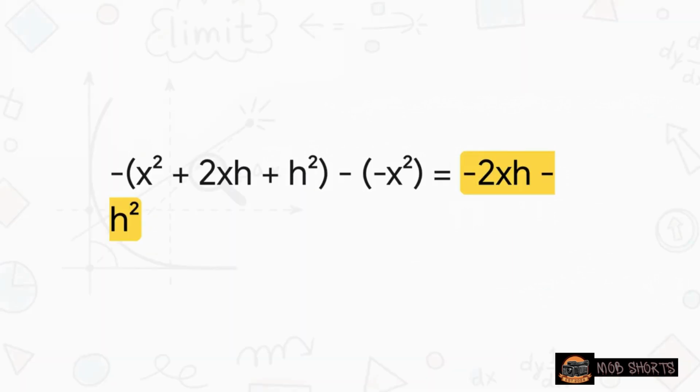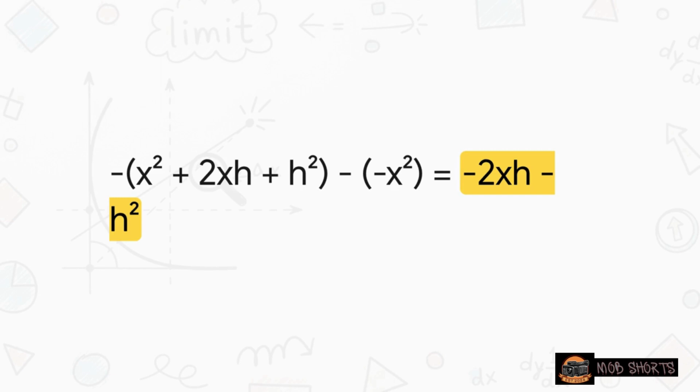Okay, let's zoom in on that numerator, because that's where the action is. First, we expand -(x + h)². That gives us -(x² + 2xh + h²). Then we subtract the original function, which was -x². And what do you know?